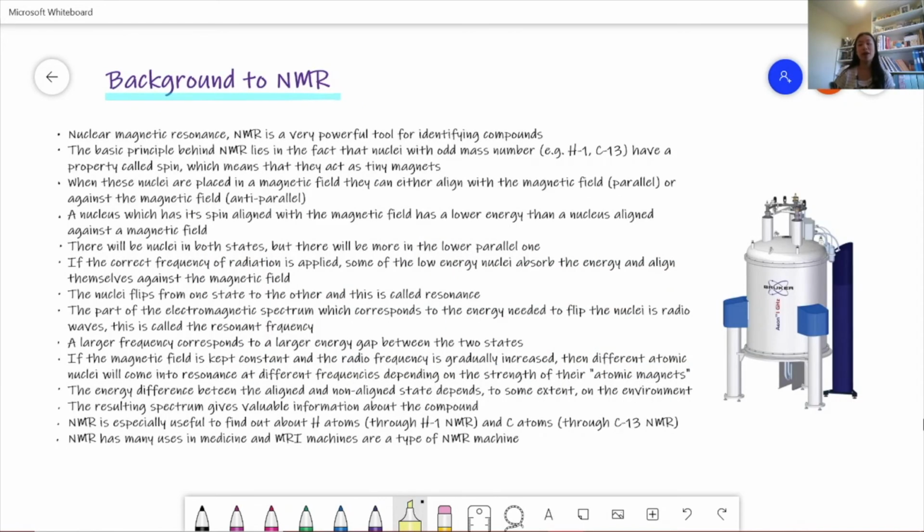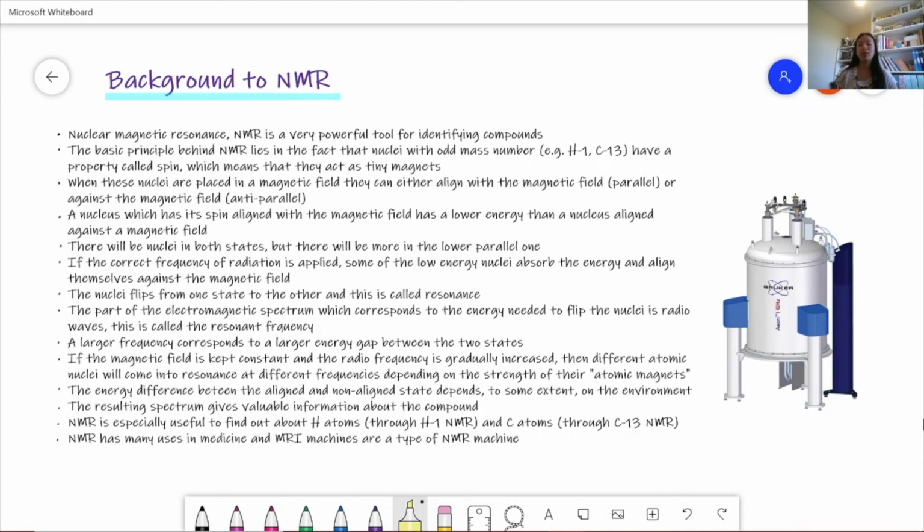So now I'm going to talk about the background to NMR. And this won't actually come up in exam questions, but it's quite nice to know what NMR actually is. So NMR stands for nuclear magnetic resonance, and it's a very powerful tool for identifying compounds.